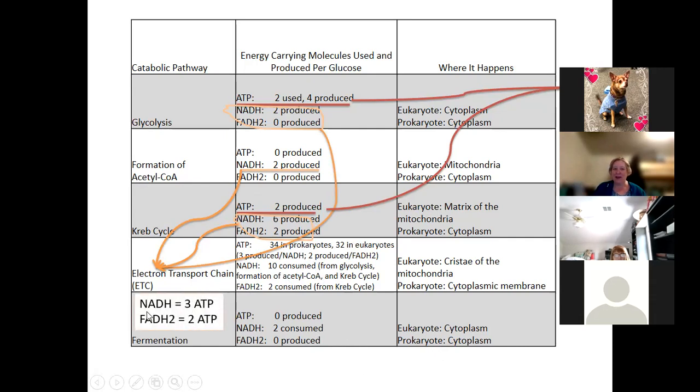Just remember, per NADH we get approximately 3 ATP, and per FADH2 we get 2 ATP. Here I go ahead and add up how many ATPs we can get from the NADH here and here and here, and then also the FADH2s. Here, this NADH is being consumed, so it can go back to glycolysis.